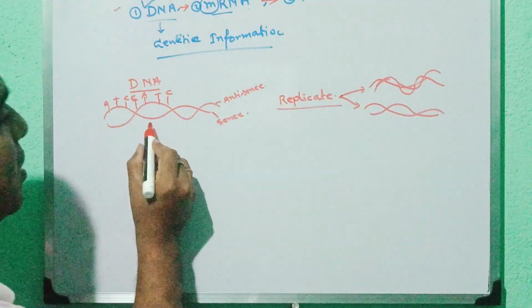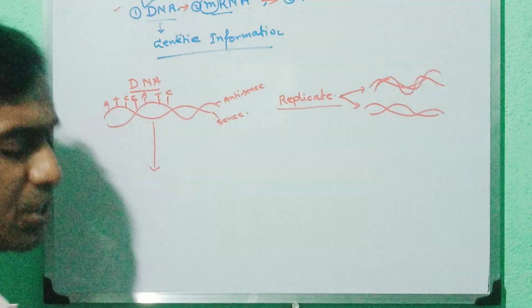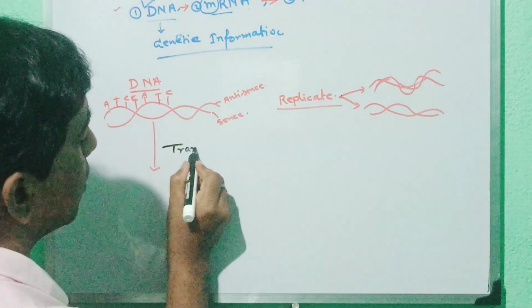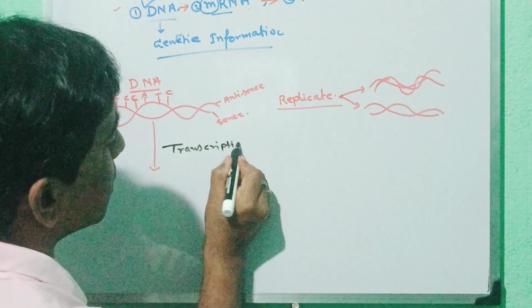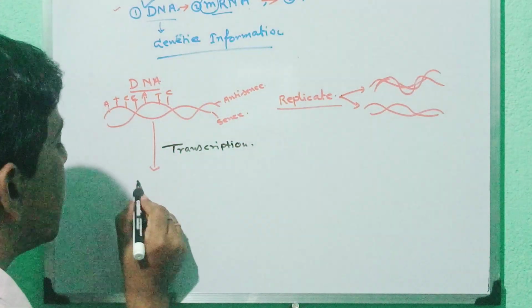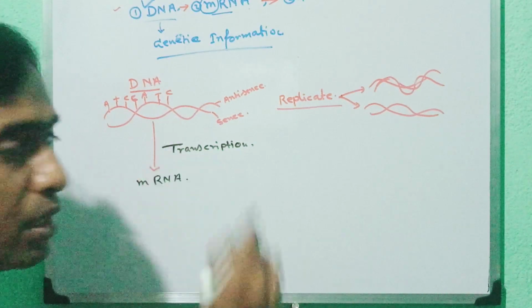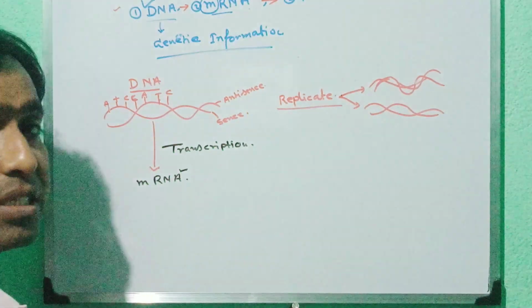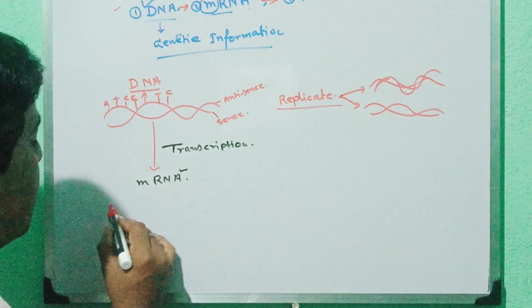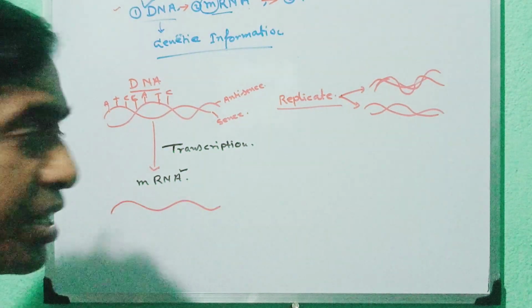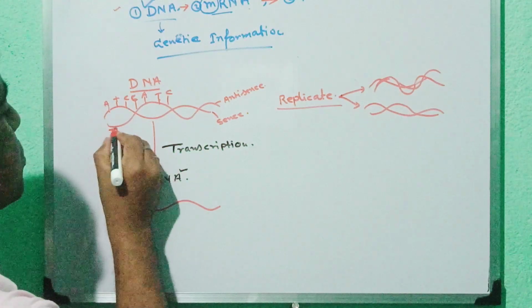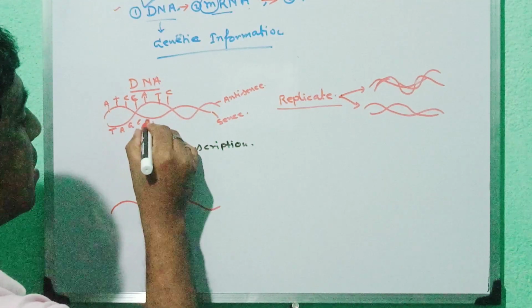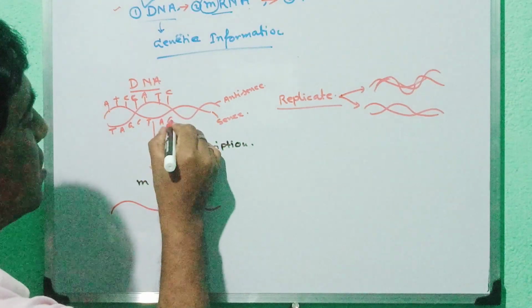But here the DNA, after one process, this process is called transcription. They produce the mRNA. Okay, so that means they produce one type of RNA. The RNA is always single stranded. So A produces T, T produces A, C produces G, G produces C, A, T, that is A and G.